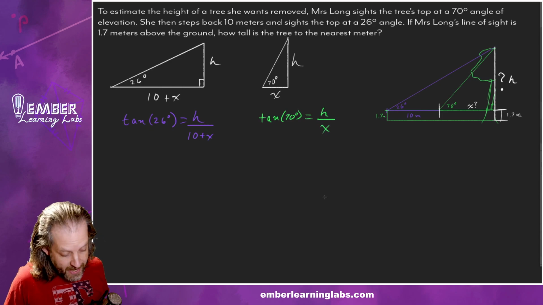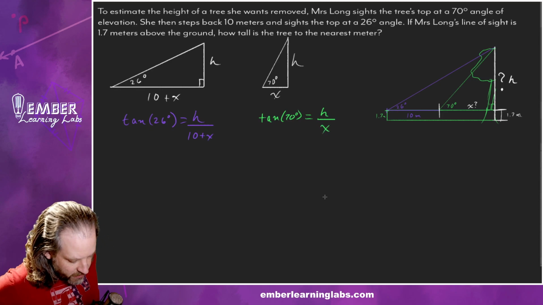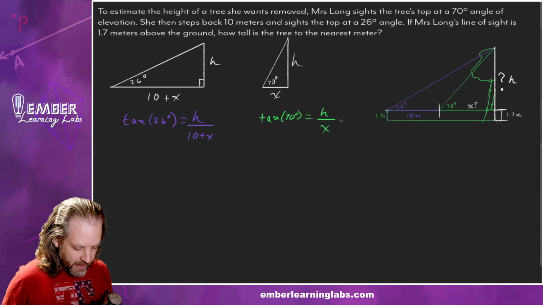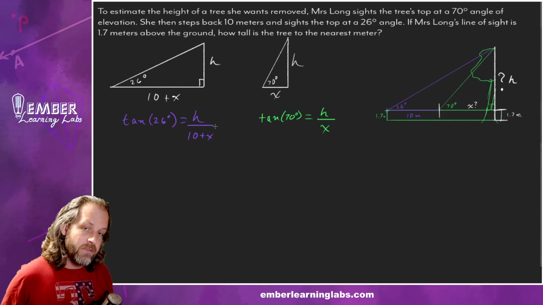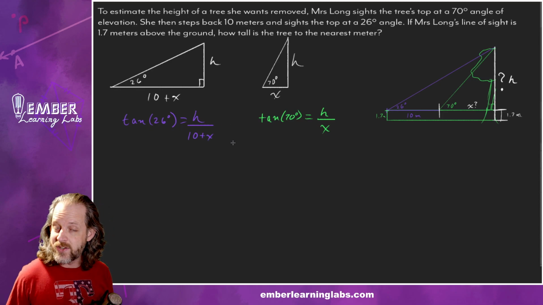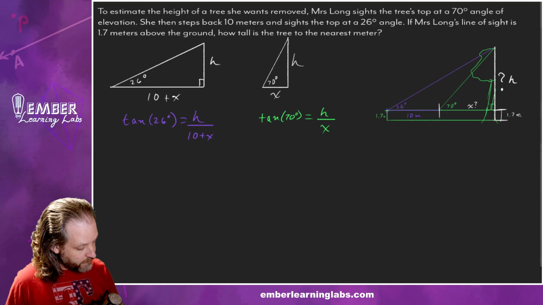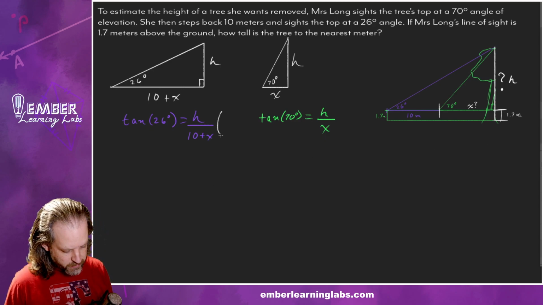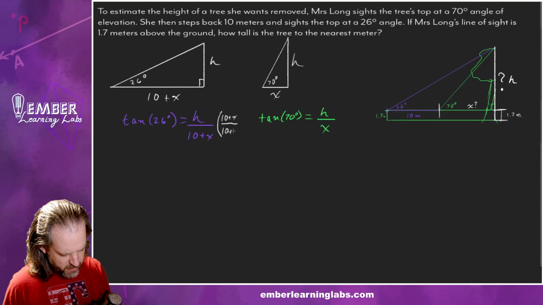All right, so now what could we do? Well, let's take a look at what we got going on here. We've got these two things, and if we go ahead and get these denominators out, then both of them are going to be equal to h, right? Which is going to be helpful because then we can substitute one for the other. So let's multiply both sides by 10 plus x over here. 10 plus x on this one, and then we're going to do the same thing.